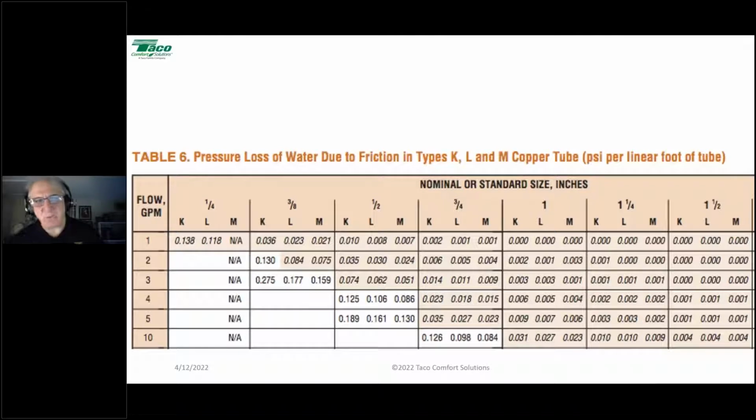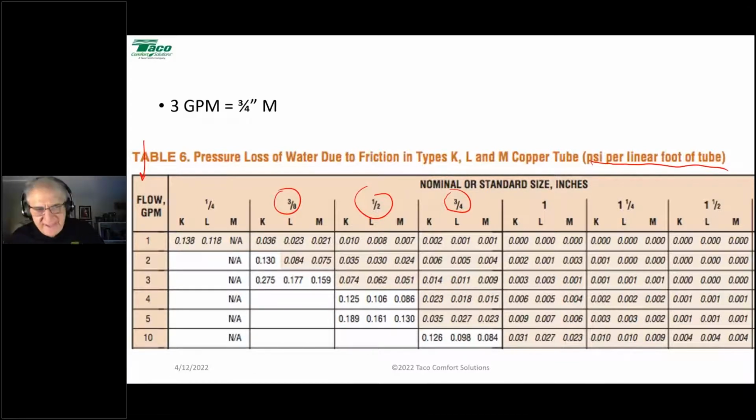Table 6 is the important one. It's a pressure loss chart, pressure loss of water due to friction in types K, L, and M copper, and it gives it to you in PSI per linear foot of tube. And you can see we've got K, L, and M copper at different pipe sizes, and over here on the left at different flow rates, because head loss or pressure loss and flow go hand in hand. So let's take a look.